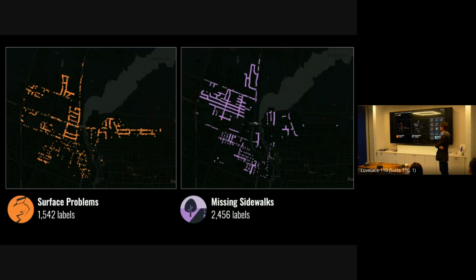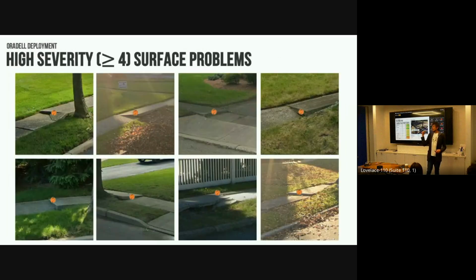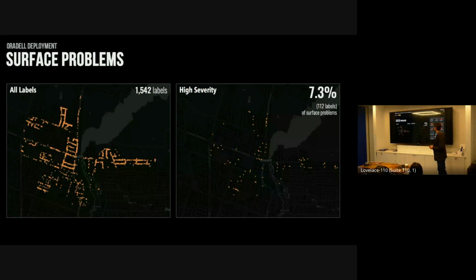Perhaps the most interesting is if you look at surface problems, and then you look at the lack of sidewalks, you get almost a complete street grid, which means, wherever they have sidewalks, they're not in good condition, or they just don't have sidewalks. And remember, we have tags, so we can see, well, what are some reasons for this? Well, 29% of all surface problems are height differences that look like this. So these are the high severity ones, which are really debilitating. And then we can also see that 7.3% are high severity.